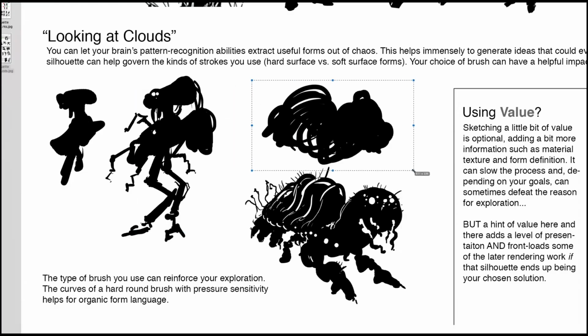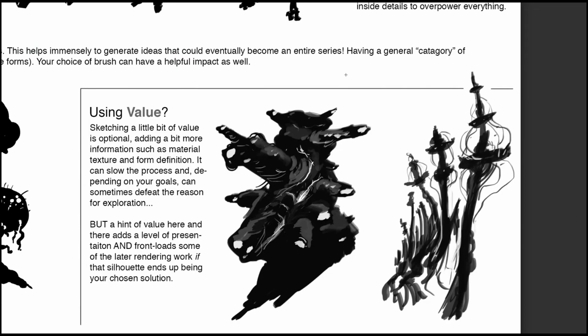Also, for this turtle slug-like looking creature, I started with some simple tornado strokes and some blobs, and my brain thought, this looks like a head, this looks like a shell, let's roll with that. And I did. Now with silhouettes, you could use value.